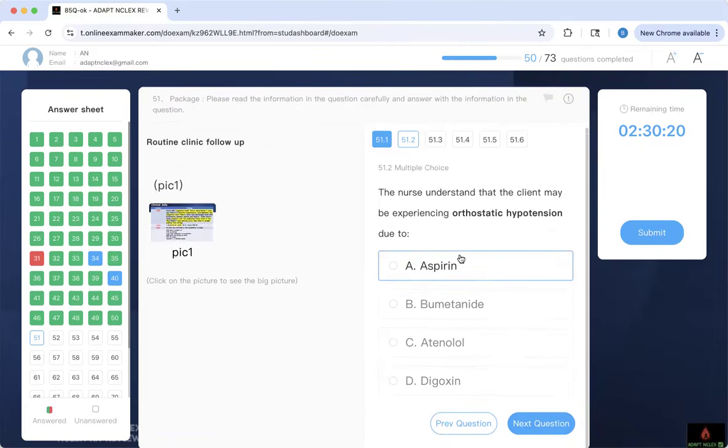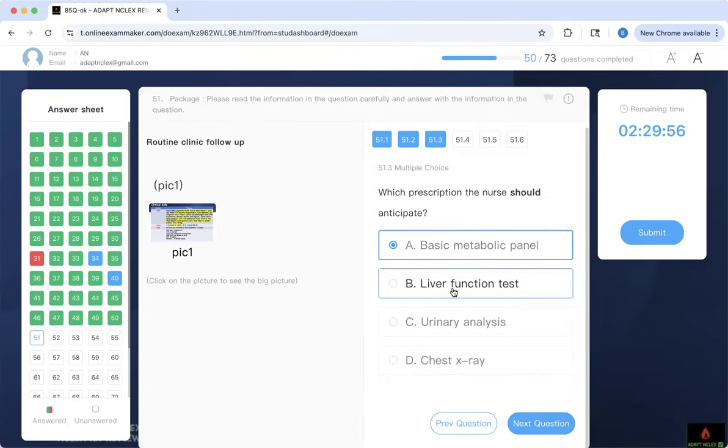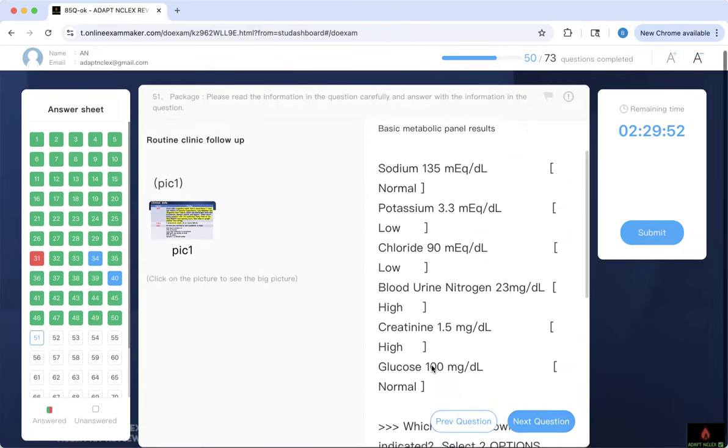The next, understand that the client may be experiencing orthostatic hypotension due to what? It has to be loop diuretic, no aspirin, no beta blocker, loop diuretic due to dehydration. Which prescription should the nurse anticipate? The patient is dehydrated, is on loop diuretic. What do you think we're going to do? We've got to check the electrolytes and see that potassium is not low. Liver function test is not going to help us. Urine analysis and chest x-rays, no, it may help us.